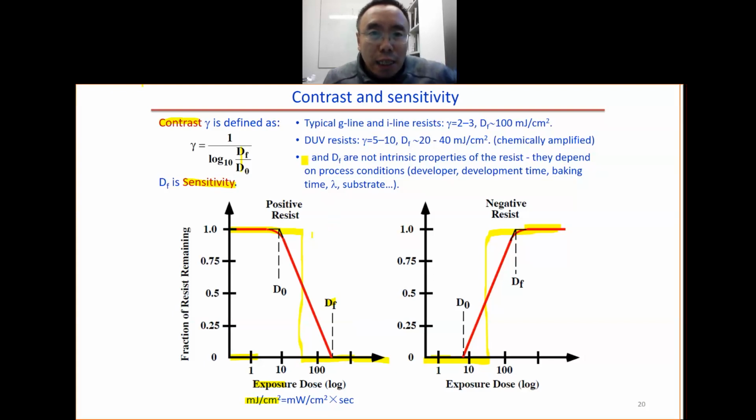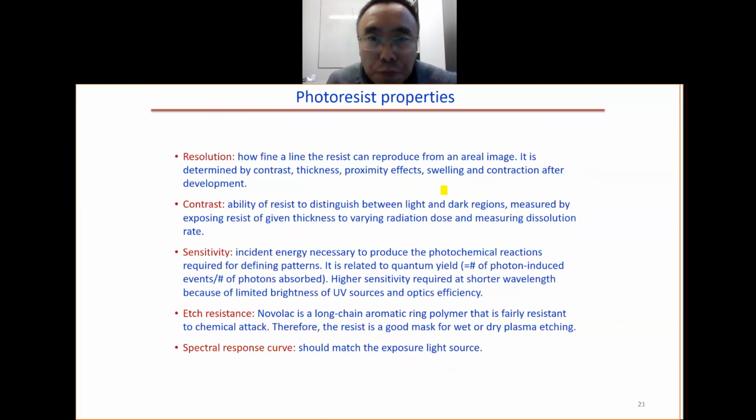So another point is that the gamma, the contrast, and the sensitivity are not intrinsic properties of the resist. They are properties of the resist, but not intrinsic, because other parameters will also affect the contrast and the sensitivity. For example, development time and baking temperature, all those things will affect the contrast and the sensitivity of the resist.